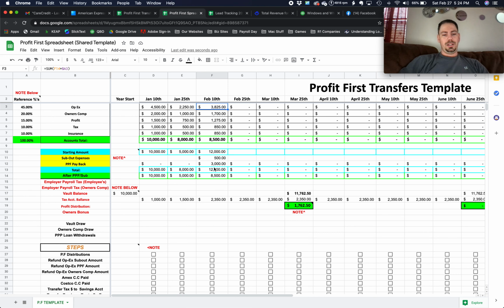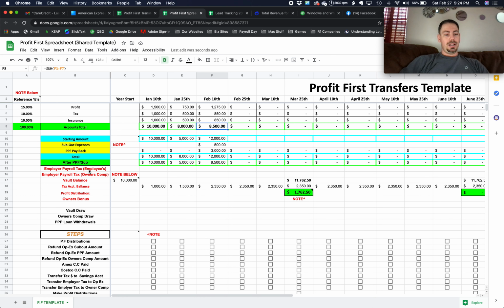So again, you'll see here that our total is still 12,000 that we grossed. But after those expenses, after PPF and sub out in my case, your remaining amount is 8,500, which is reflected up here as well. So it's taking 8,500 and then dividing it by these percents and showing you here what you're sending where. Okay, that's the bulk of what you got to do right there.